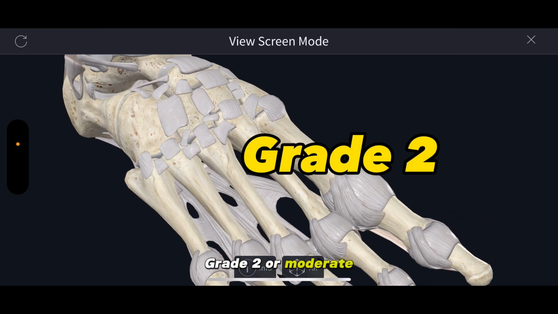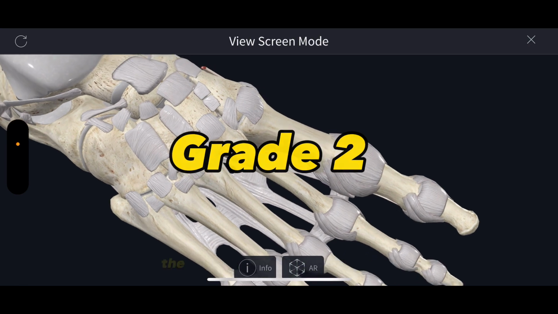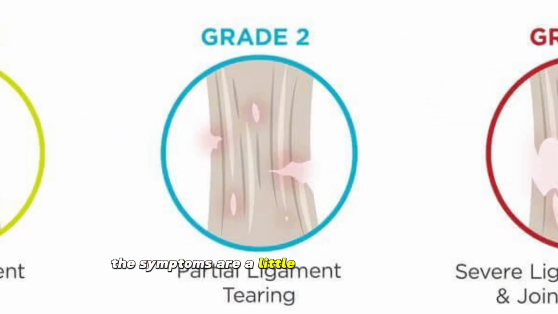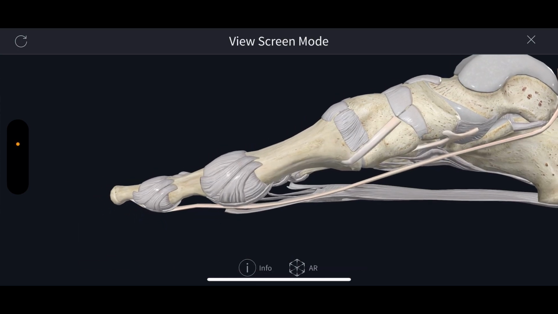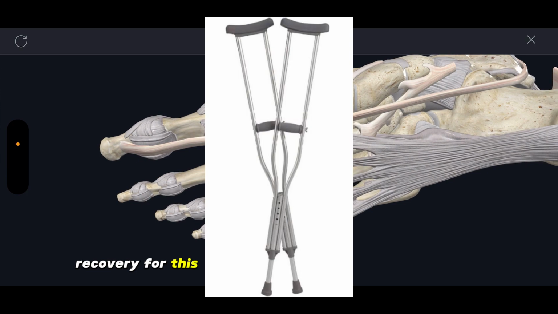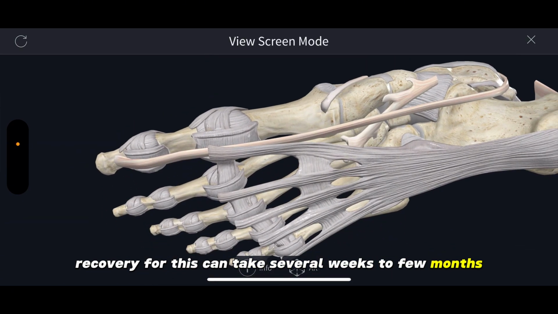Grade 2 or moderate. In a grade 2 turf toe, the ligaments around the big toe are only partially torn. The symptoms are a little bit more pronounced, including moderate pain, swelling, and difficulty bearing weight on the affected foot. Recovery for this can take several weeks to a few months, depending on the treatment.